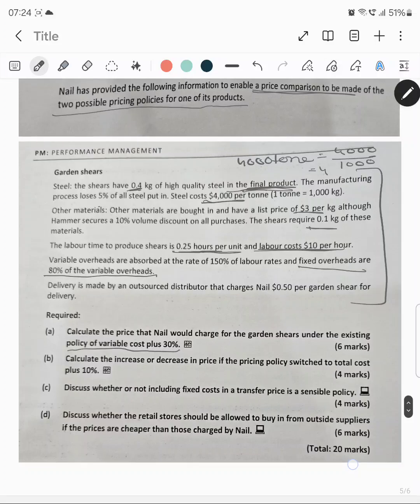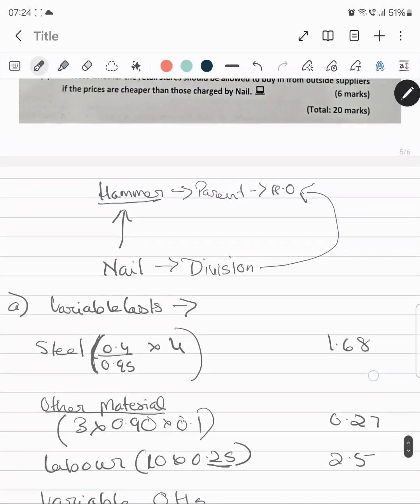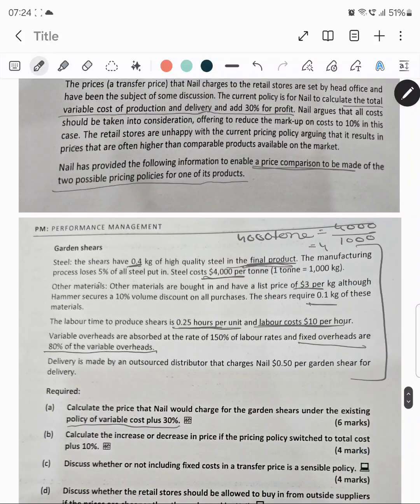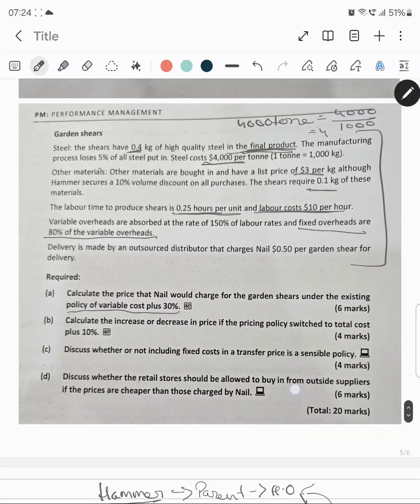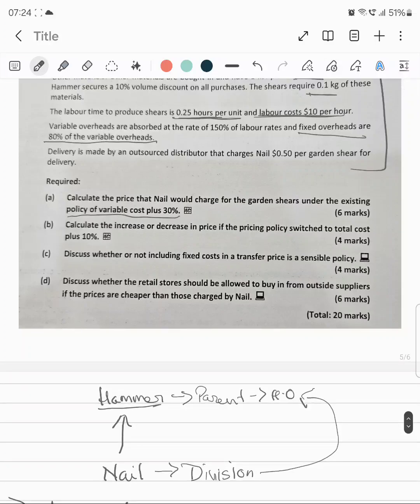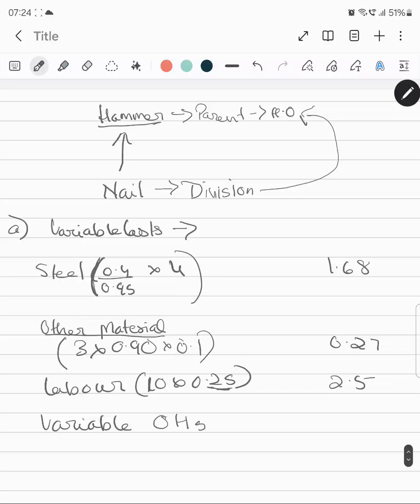Okay, and then variable overheads. So variable overheads are 150% of labor rates. 150% of labor rate. What is the labor rate? It is 10, but you have calculated over here as 2.5.